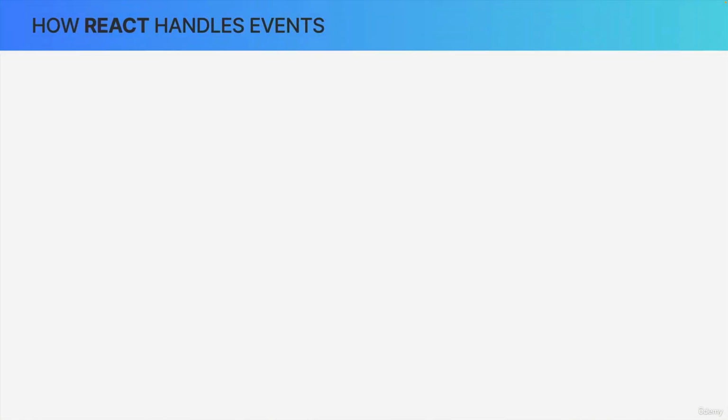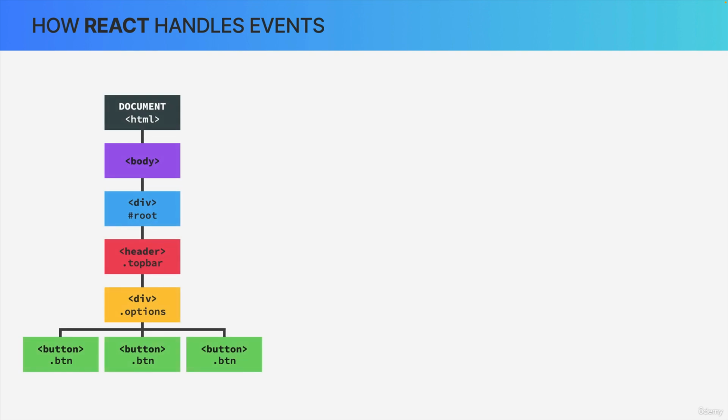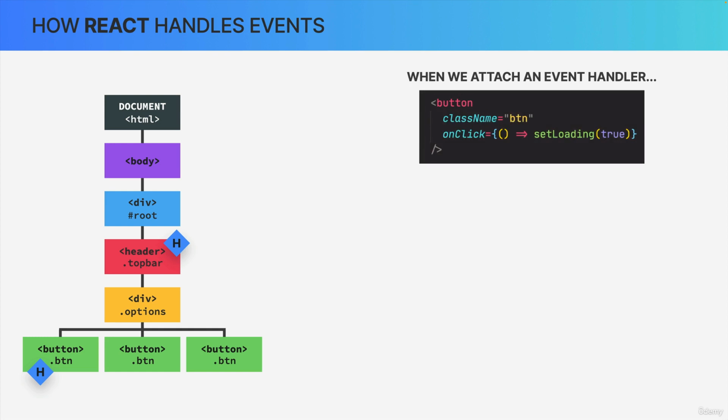So let's consider this same DOM tree, and let's say again that we want to attach an event handler to one of the buttons or even to some other DOM element. And this is what that would look like in React code. So we would simply use the onClick prop to listen for click events and then pass it a function. So that's really easy, right?